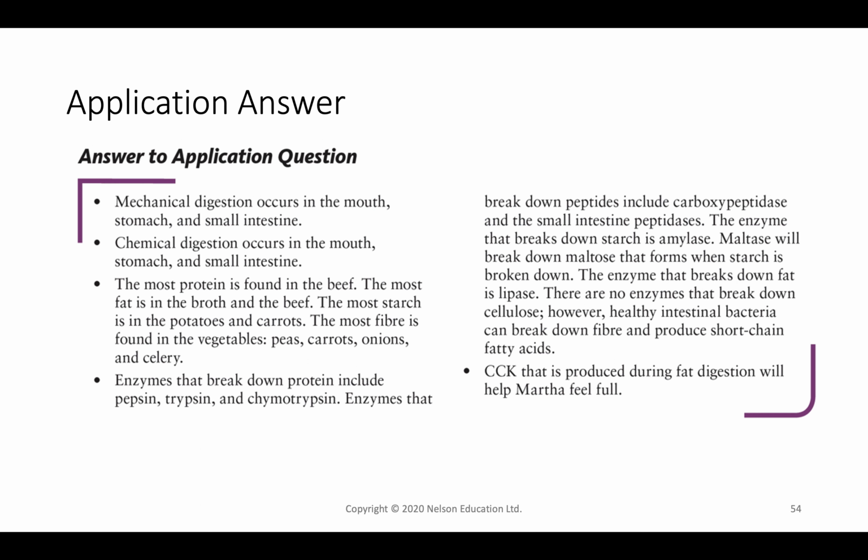Which enzymes break down what? Well, protein is going to be broken down by pepsin, trypsin, and chymotrypsin. That's going to be in the stomach. And we're also going to break down peptides like carboxypeptidase, and peptidase is in the small intestines. Amylase breaks down starches. Maltase breaks down maltose. Anytime you see ACE, it's going to line up pretty well with its OS, very likely. So maltase is an enzyme that breaks down maltose. It's going to be the sugar. What breaks down fat? Lipase, right? Lipase breaks down lipids. And the feeling that's going to make Martha feel satiated is by cholecystokinin, or CCK.